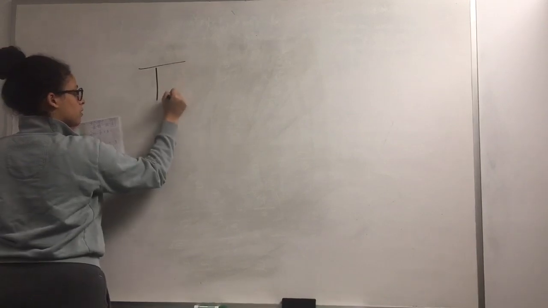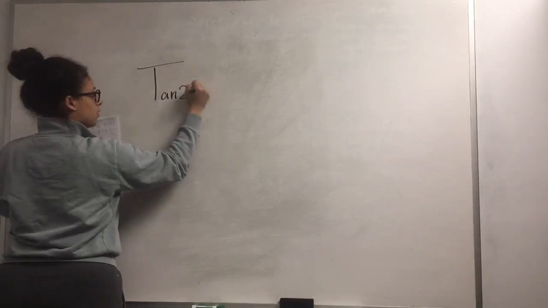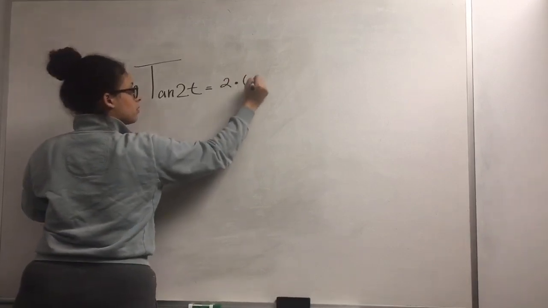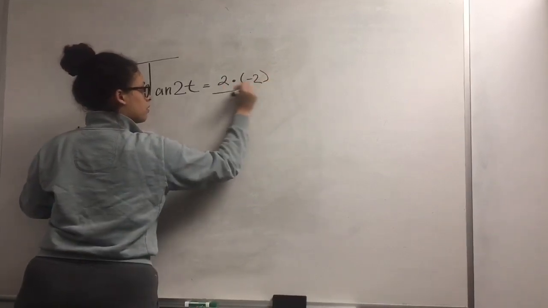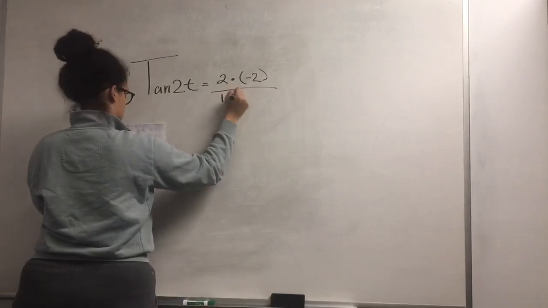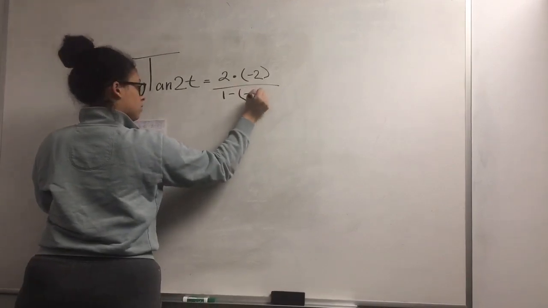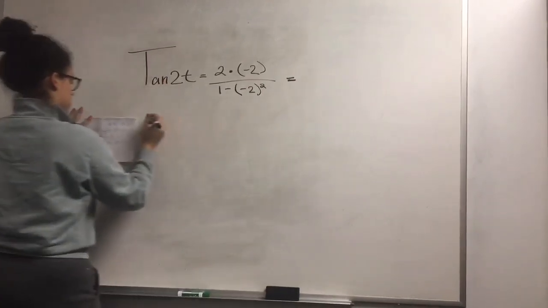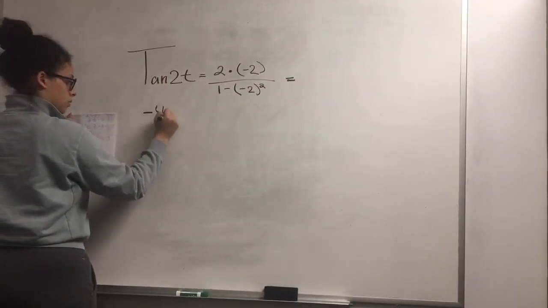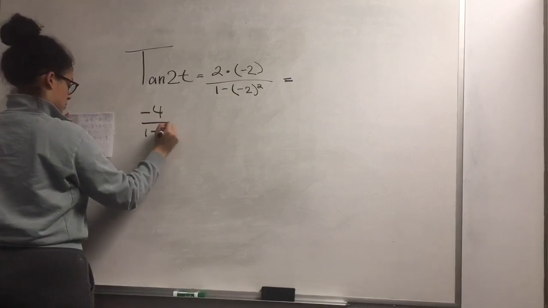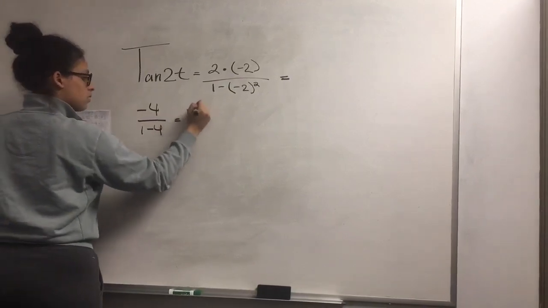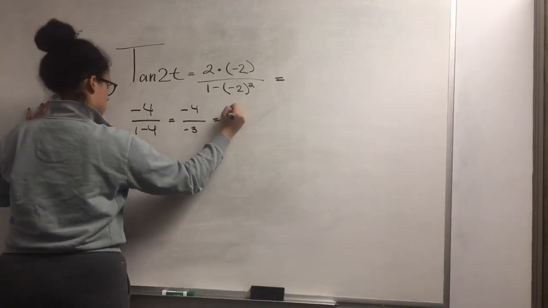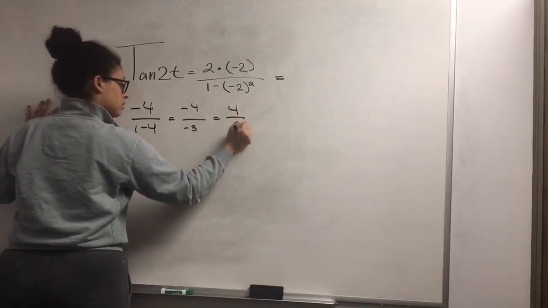Now, lastly, tangent. To find tangent 2t, we do 2 times tangent over 1 minus tangent squared. We found tangent to be negative 2, so we do 2 times negative 2 over 1 minus negative 2 squared. This becomes simply negative 4 over 1 minus 4, which turns into negative 4 over negative 3, and simplifies to a positive 4 over 3.